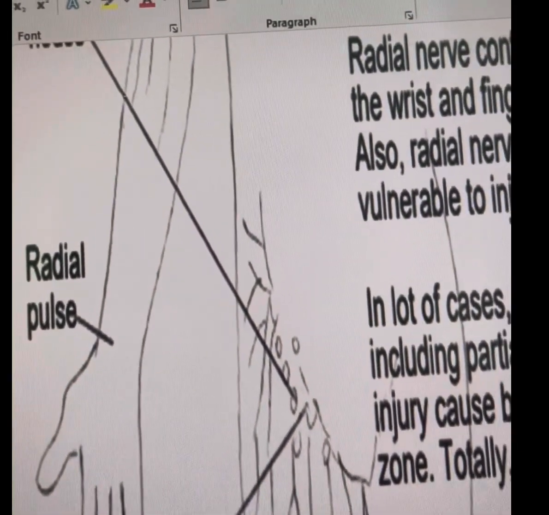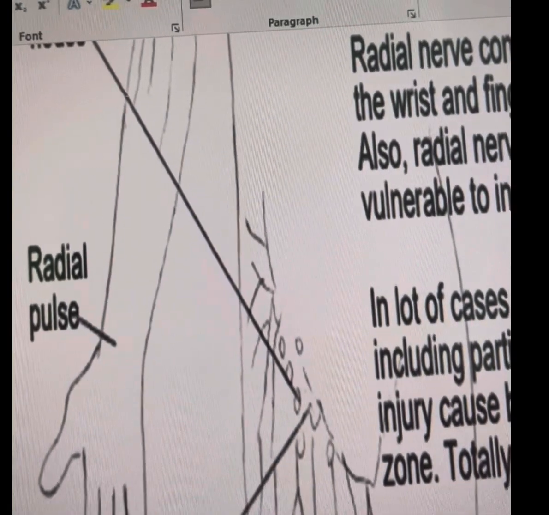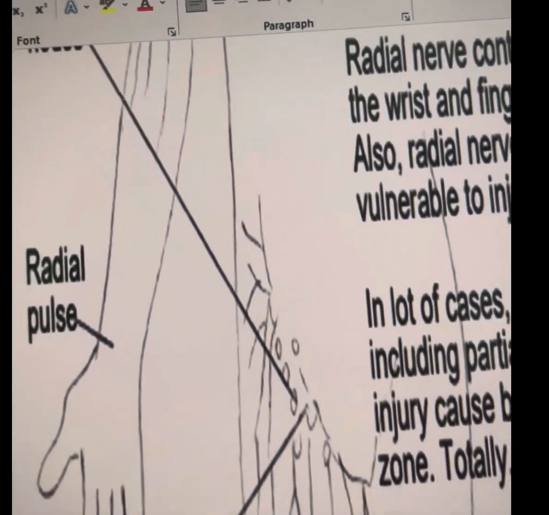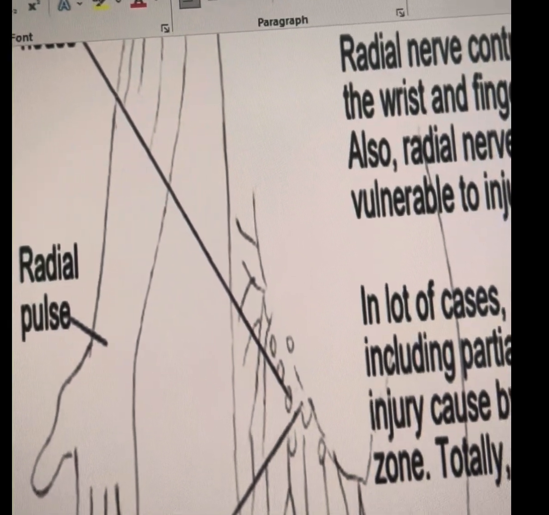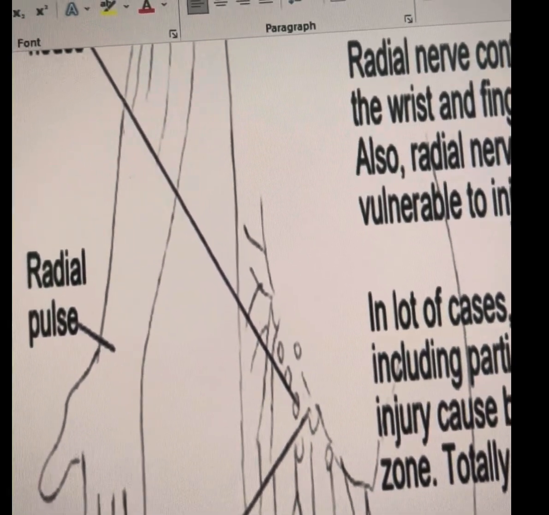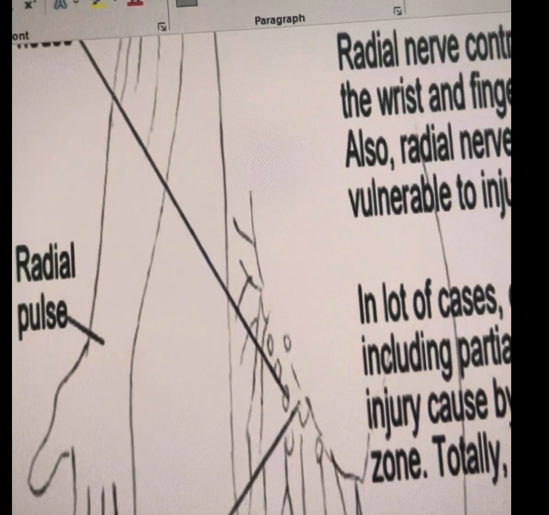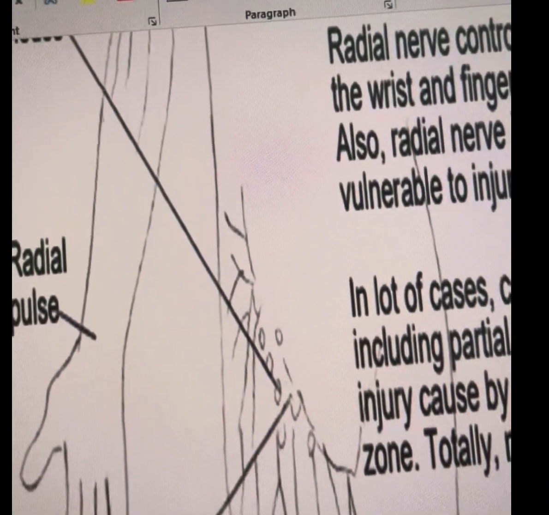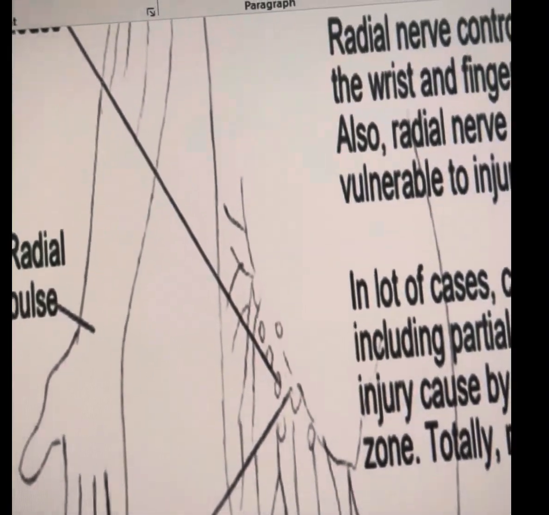The radial nerve controls the bicep muscle. It also helps extend the wrist and fingers and provides sensation in part of the hand. Also, the radial nerve is close to the bone in the upper arm, so it's vulnerable to injury like massage.